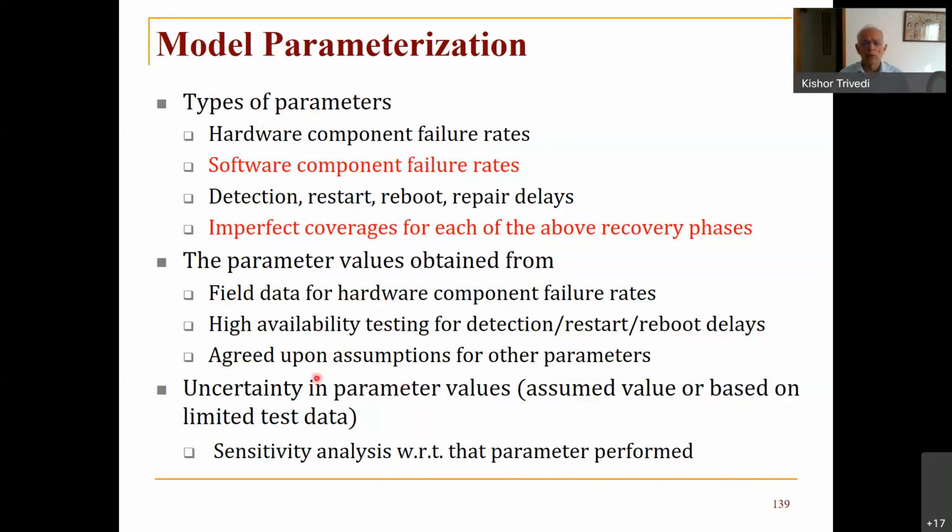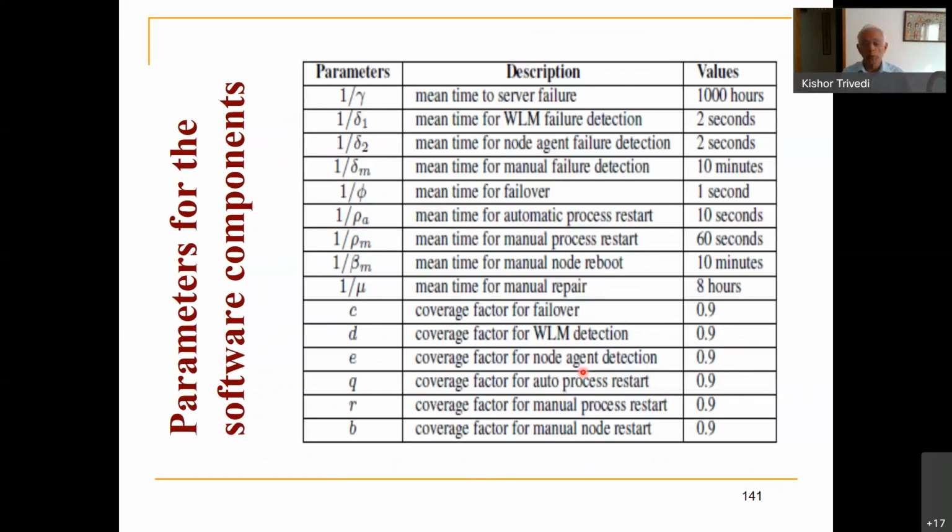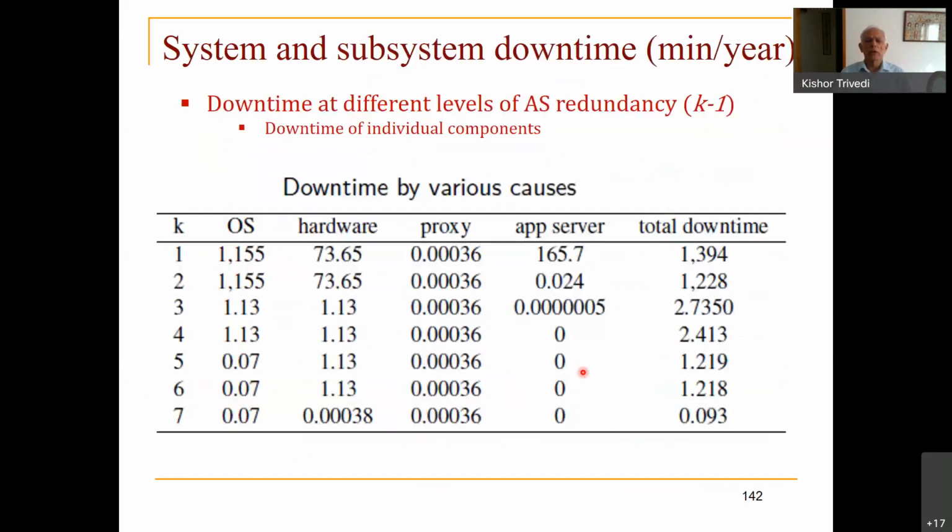And for those parameter values where we don't have an answer, we handle the uncertainty in those parameter values by means of sensitivity analysis with respect to that parameter. And so this is the list of parameters that we used. Now, these are not the actual values. Actual values are confidential, but this is the list of input parameters. So I think there are 67 input parameters, if I'm not mistaken. And after that, you can find the answers.